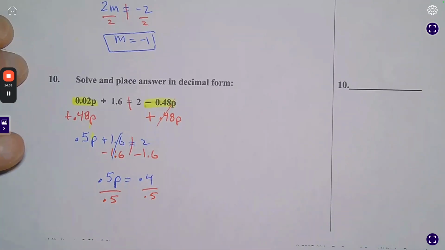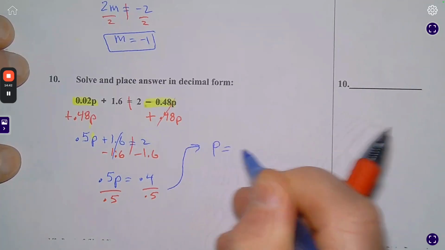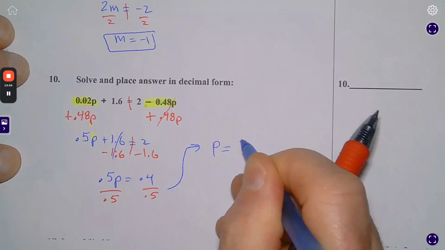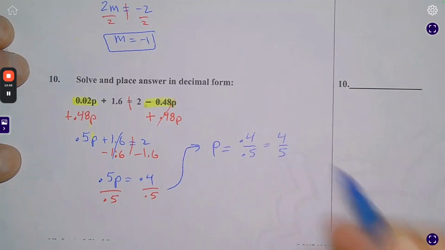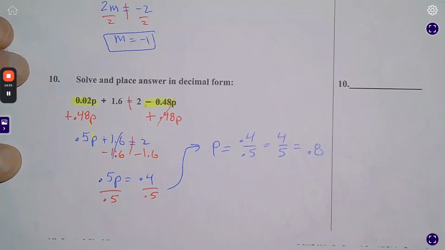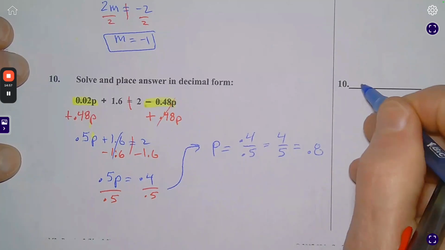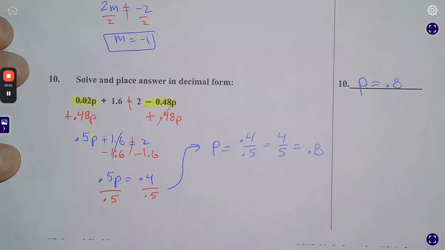And now I get 1p, because 0.5 divided by 0.5 is 1. So 1p is equal to 0.4 over 0.5. That's the same as 4 over 5. And that's the same as 0.8. If you put it in your calculator, just do 4 divided by 5. It'll throw out that decimal. P equals 0.8. And we are done.